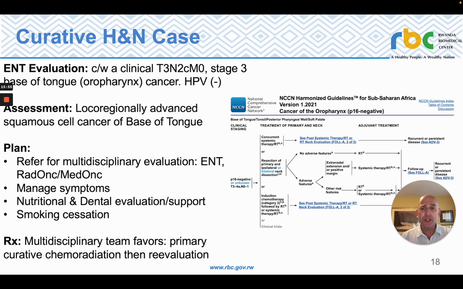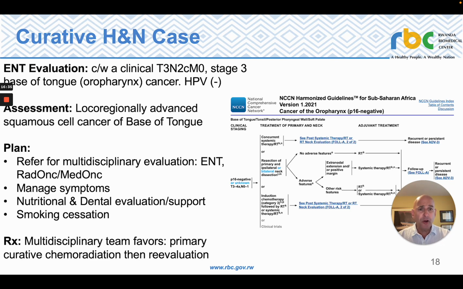The plan at that time was to refer for multidisciplinary evaluation, including ENT, radiation oncology, and medical oncology. In addition, it was felt that the patient needed some symptom management, so those were addressed. The patient also had nutritional and dental evaluation and support, both given his weight loss, but also in anticipation that he may lose additional weight and have further nutritional compromise during his course of treatment. And the patient was counseled in smoking cessation, very important here.